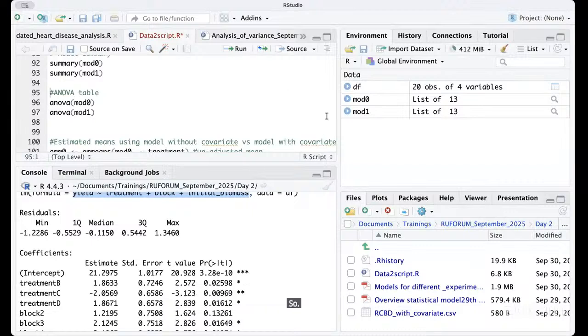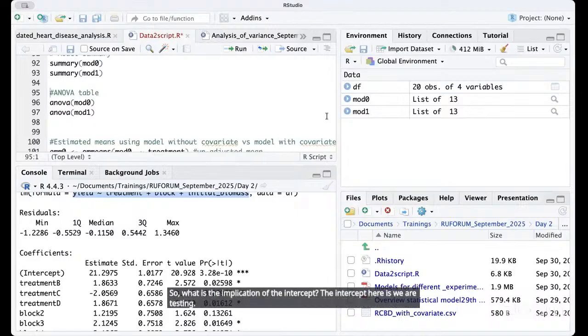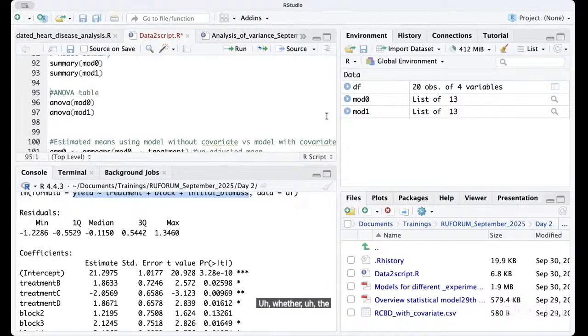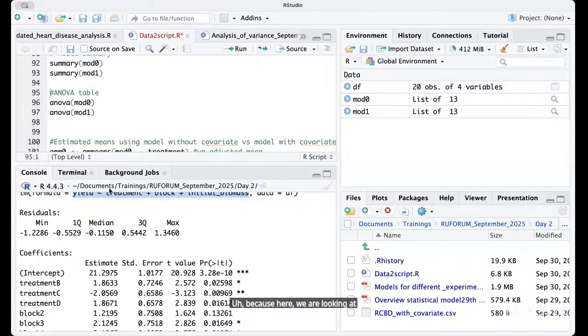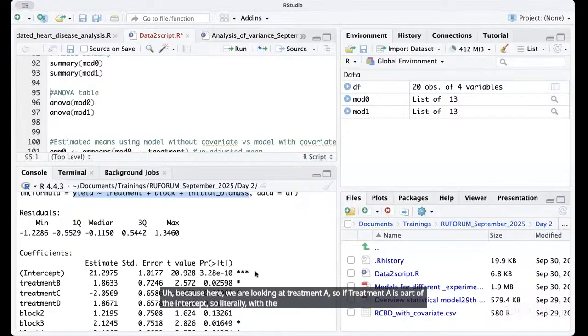So what is the implication of the intercept? The intercept here is we are testing whether the intercept is equal to 0 or not. And remember, when we are going to come up with a model, this is going to help us because here we are looking at treatment A. So if treatment A is part of the intercept, literally with the intercept testing, we are testing whether the mean of treatment A or the effect of treatment A is equal to 0 or not.